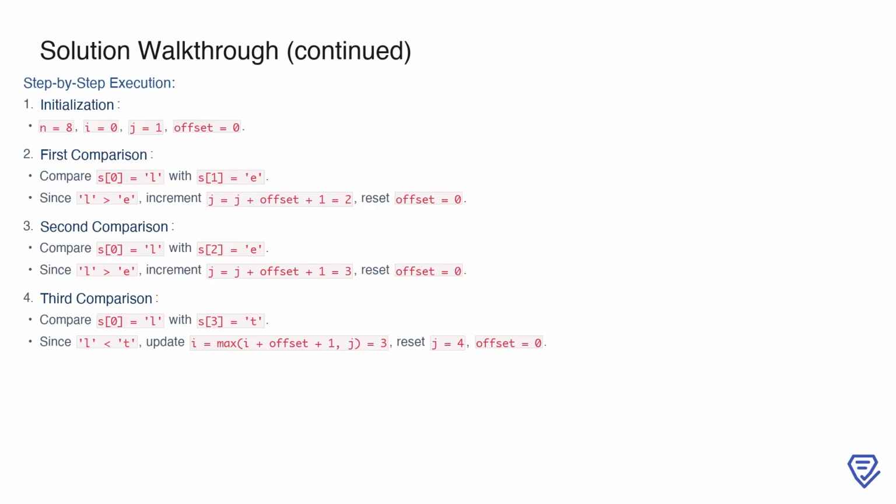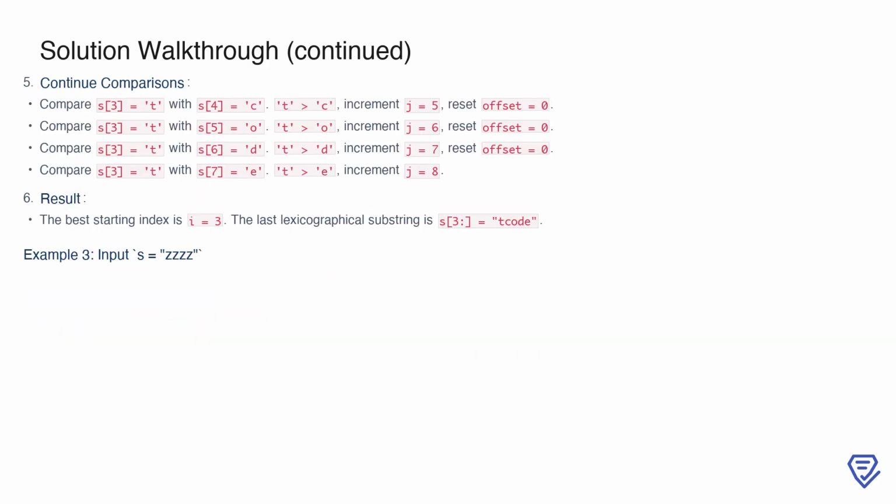Once more, L is greater than e, so we increment j to 3 and reset offset to 0. In the third comparison, we compare s[0] equals L with s[3] equals t. Here, L is less than t, so we update I to the maximum of I plus offset plus 1 and j, which is 3. We then reset j to 4 and offset to 0. This shifts our focus to the substring starting at index 3 as the new potential candidate for the last lexicographical substring. With the updated I equals 3 and j equals 4, we continue comparing substrings.